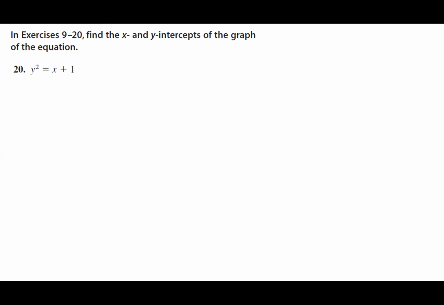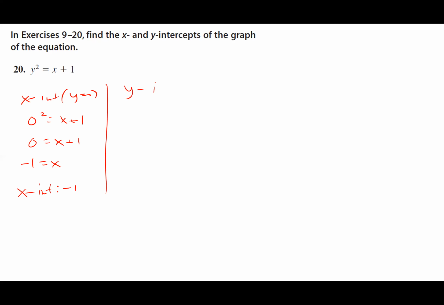Done. Hopefully. X-intercept first. y equals 0. Awesome. How about 0 squared is x plus 1? How about this? And then how about this? -1? Tell me if I'm going a little bit sloppy. There's that. 0 plus 1.